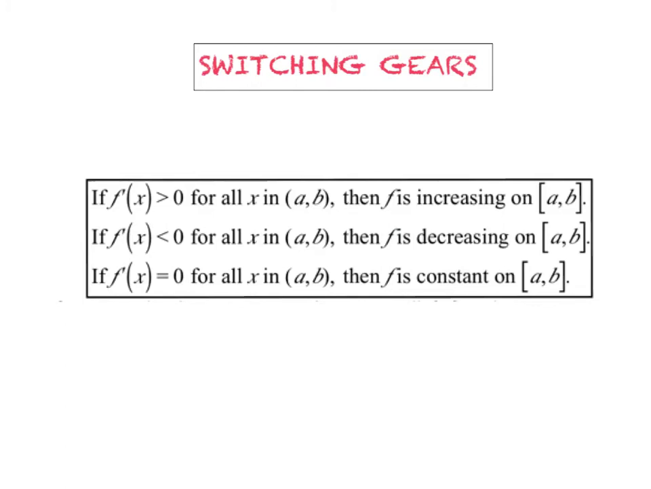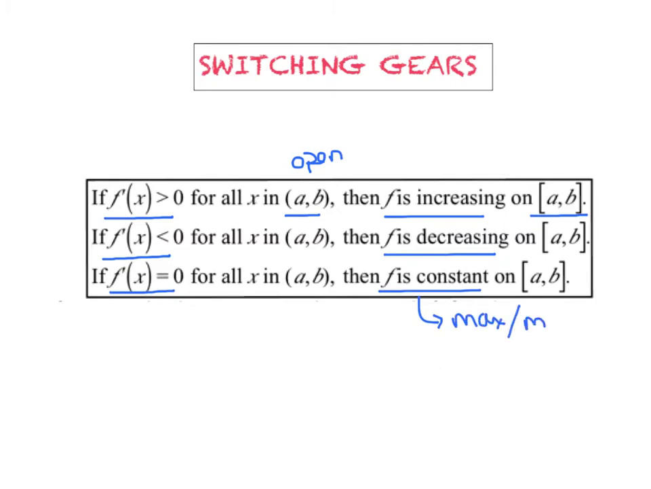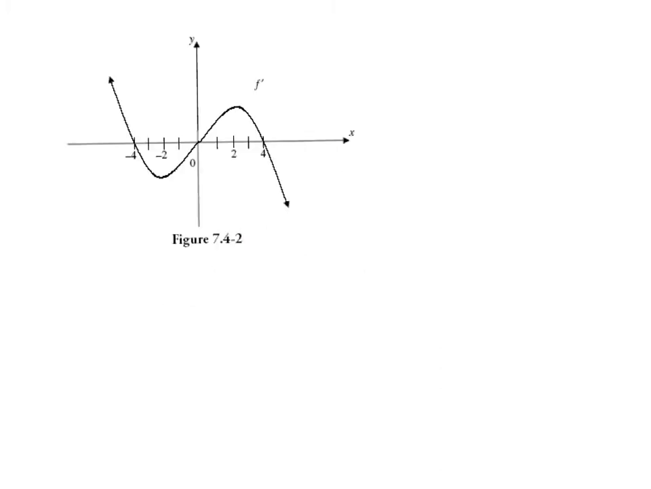We want to say if f prime's positive for all x within the open interval a to b, okay, I'll just make a note right there, that's open interval, then that guarantees that f is increasing on the closed interval from a to b. Okay, and then again, if f prime's negative, then f's decreasing. If f prime's equal to 0, then f is what we call a constant. And there exists the potential for a maximum or a relative minimum there at those points.